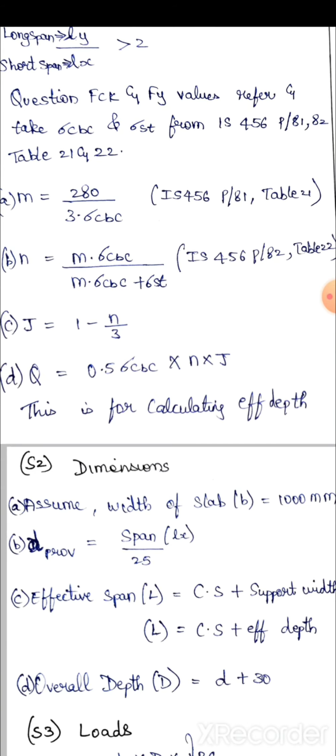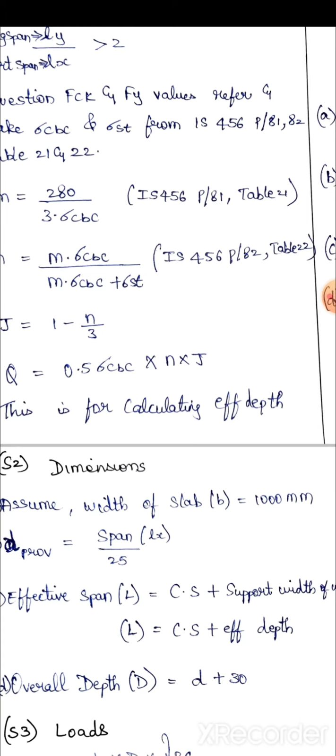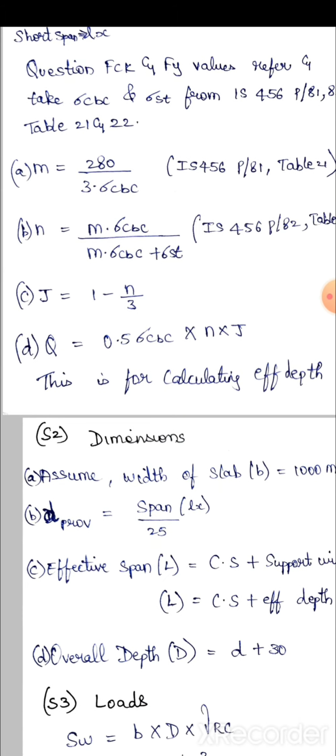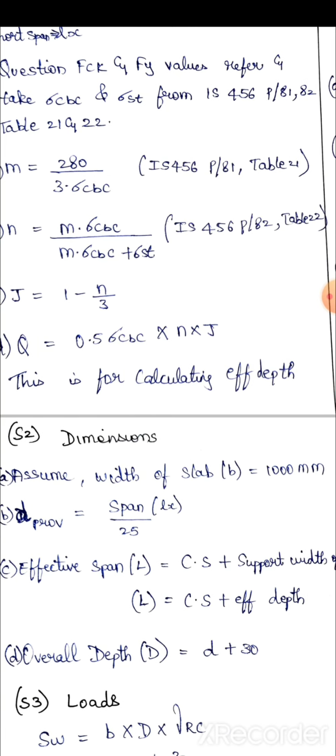First formula is M. M equal to 280 by 3 into sigma CBC. Sigma CBC is provided in IS 456 page number 81 table 21. And next formula N equal to M into sigma CBC by M into sigma CBC plus sigma ST. Sigma ST value is in IS 456 page number 82 table 22.